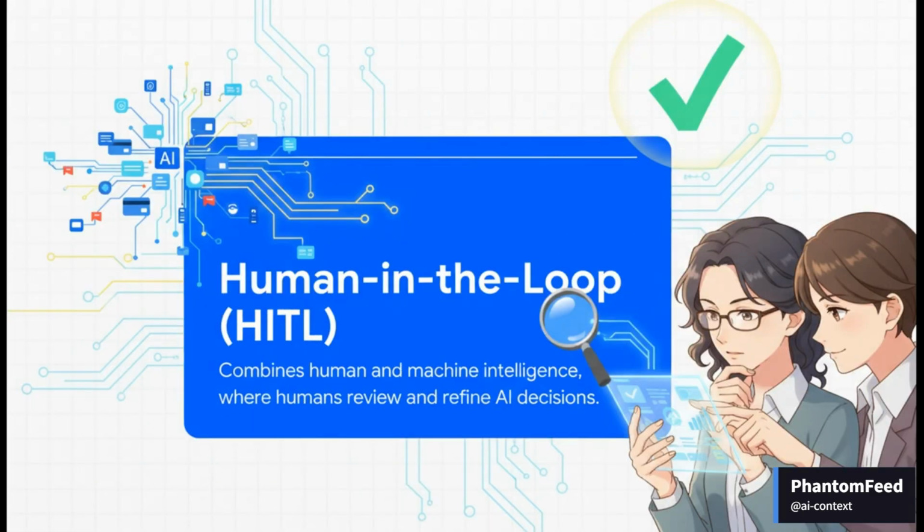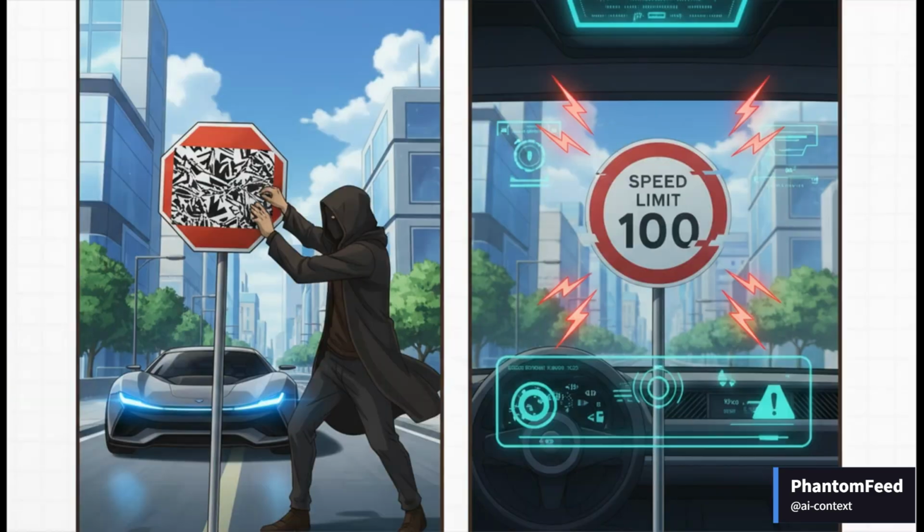XAI is a great step for sure, but sometimes you just need a person involved. That's where a human in the loop comes in. This is a system where the AI does all the heavy lifting, say flagging thousands of suspicious transactions, but a human expert makes the final call. It's the perfect partnership, really, combining the incredible speed of a machine with the common sense and ethical judgment of a person.